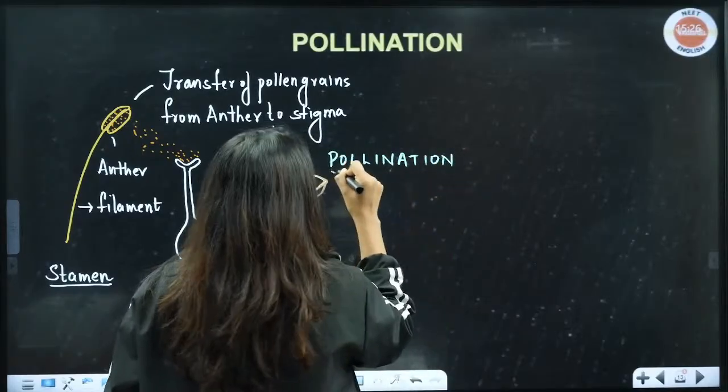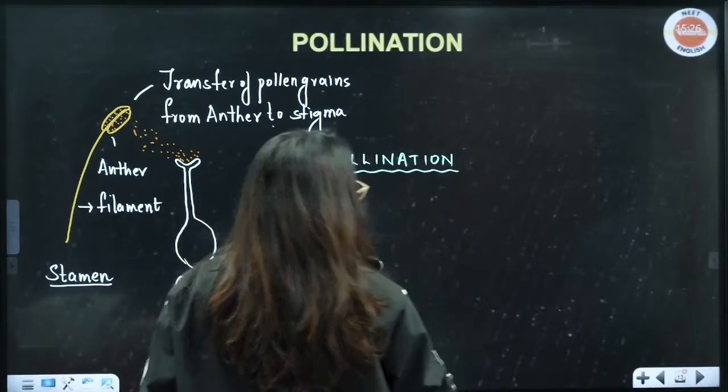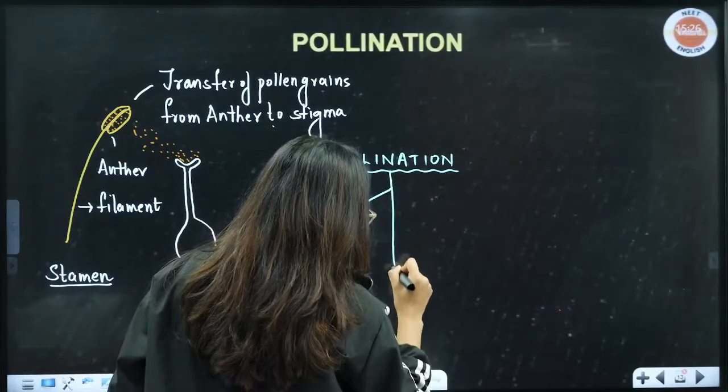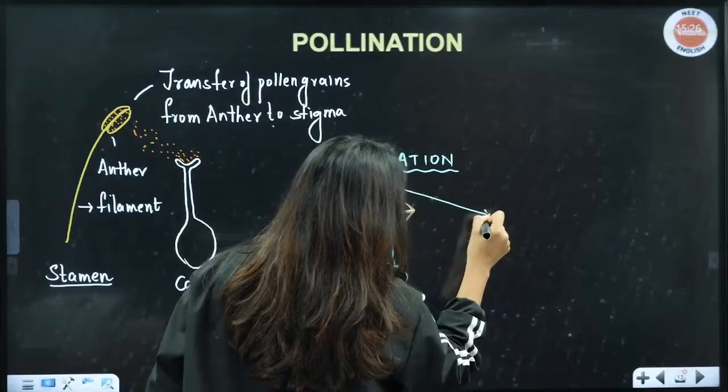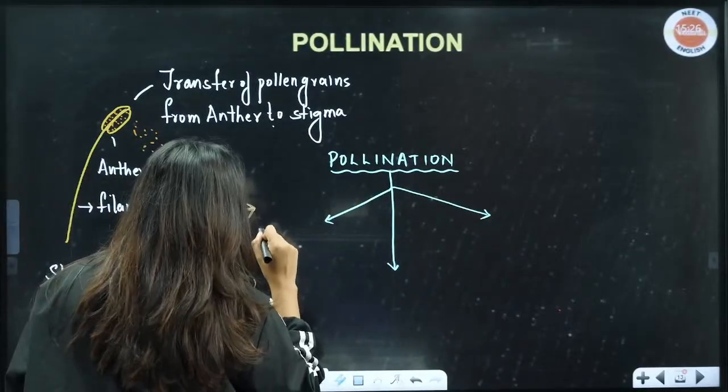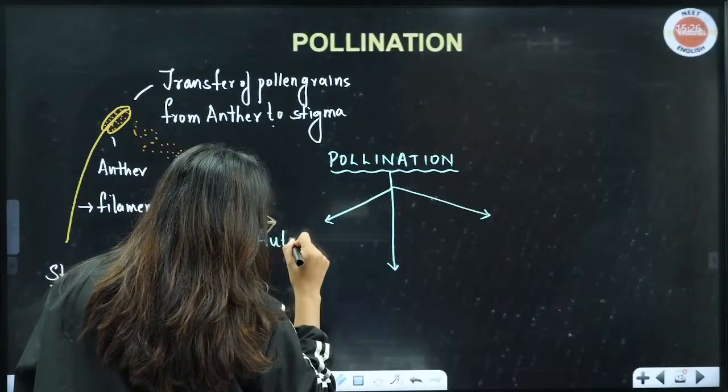Okay, two types of pollination. Look here, first type, second and third type. I'll be explaining this with the help of a diagram as well. First we will try to learn the terms. Autogamy.